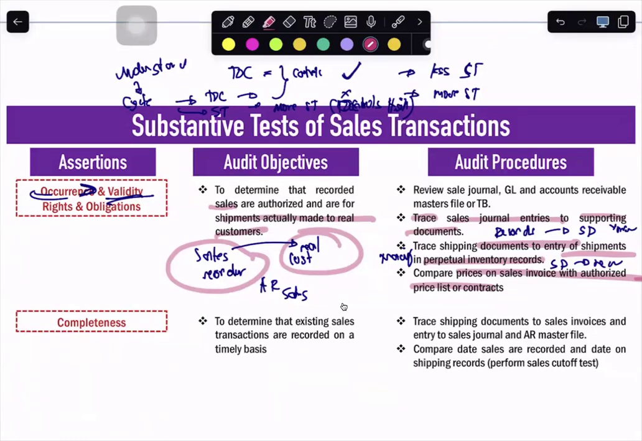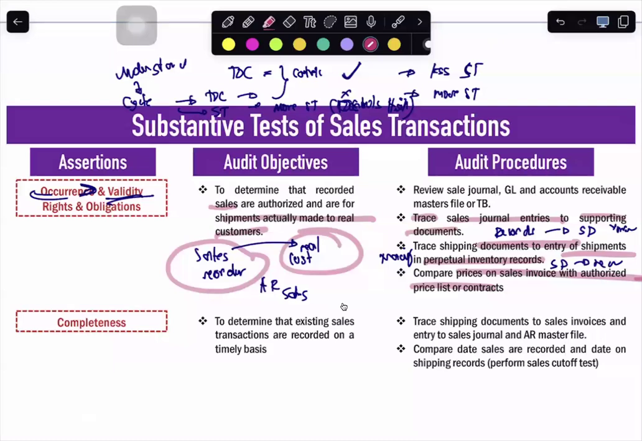First, we vouch from your records to your supporting documents. So what are your supporting documents? If you have your journal entries on your sales, then you look whether it was properly shipped, whether there's an invoice on that, whether it is properly approved, whether there's a sales order. So we look into those different documents and see whether it corresponds on our records.